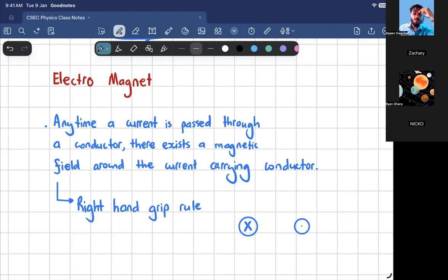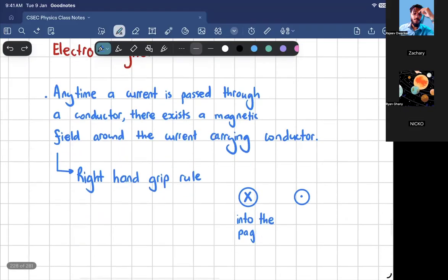Zachary, I think he makes it up. Yeah, I think he makes it up. The X is actually into the page. I'm not sure if that's what you say. It always mixes up. I had to look it up every time.